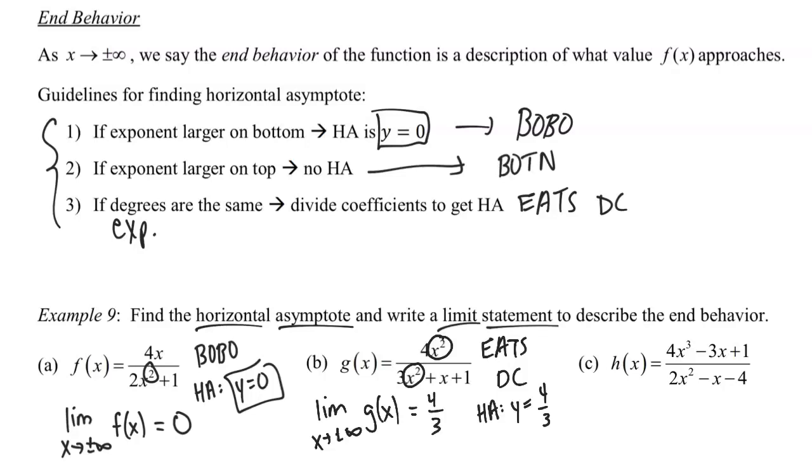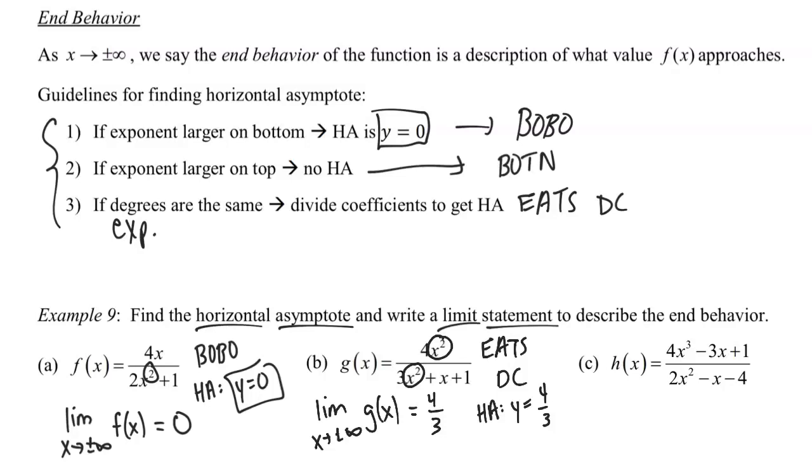Okay, finally letter C, we have 4x cubed in the numerator, a 2x squared in the denominator. And truthfully, the only thing that matters is that lead term. Don't worry so much about anything else. Just look at that biggest term. In the numerator, it's an x to the third. In the denominator, it's an x squared. That's what you're looking for when you determine if it's BOBO, BOTN, or EATS DC.